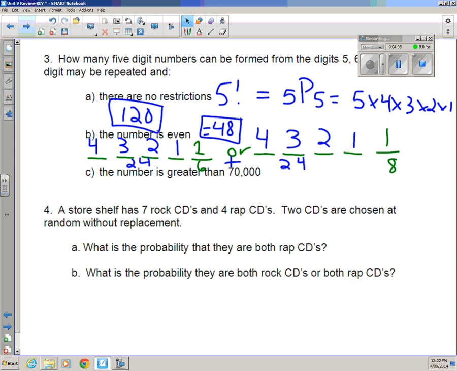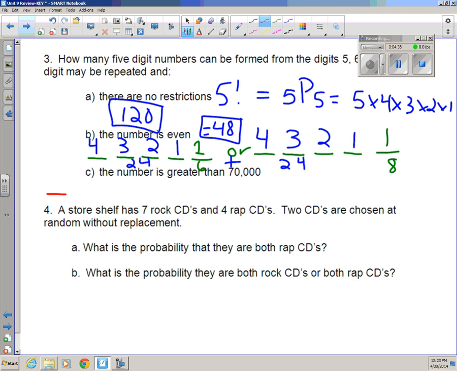What if you want your number to be greater than 70,000? Well, if I put a 5 in the 10,000th position, that's a 50,000 number. If a 6 goes in for my first digit, that's a 60,000 number. If a 7 goes in, that's a 70,000 number. And the smallest it could be would be 75,689, 75,000 and change. 7 would work. Obviously, 8 would work and 9 would work.